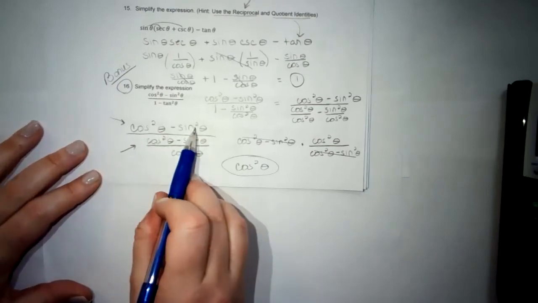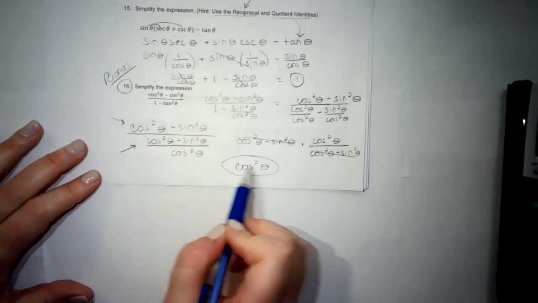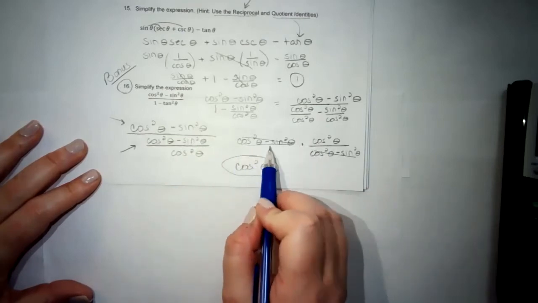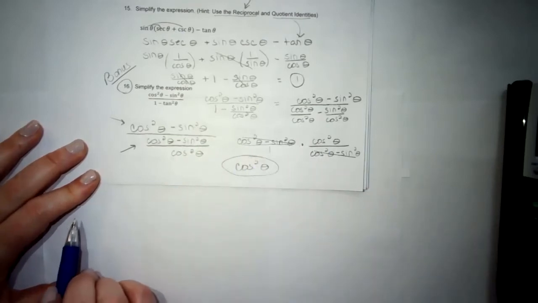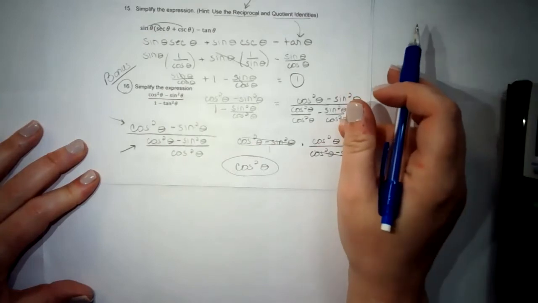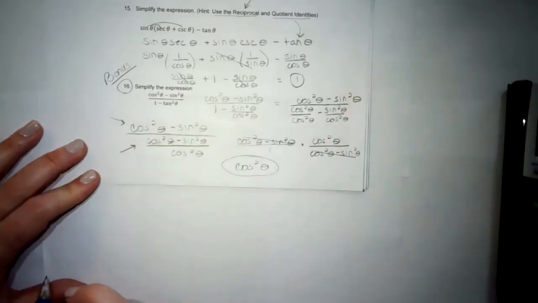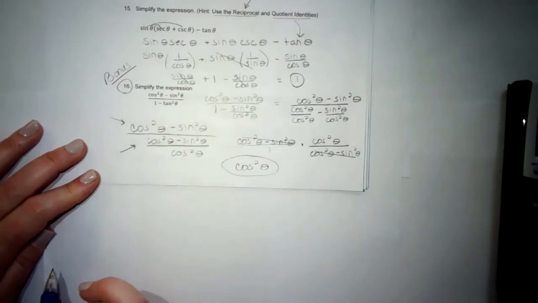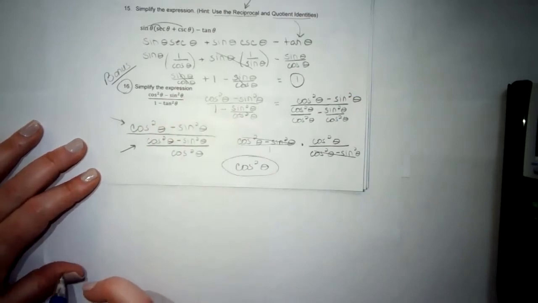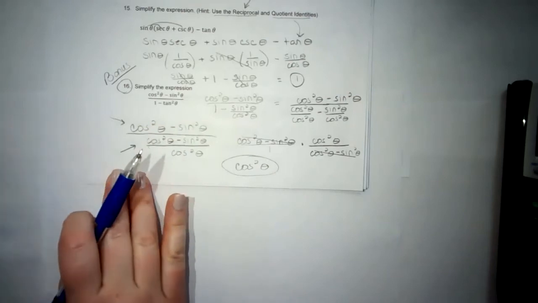We kept this. This we flipped, okay, because this is kind of like being over 1, if you like that better. We flipped this, and then we could cancel that, and all we're left with is cosine squared theta. Is that okay? Okay. All right.